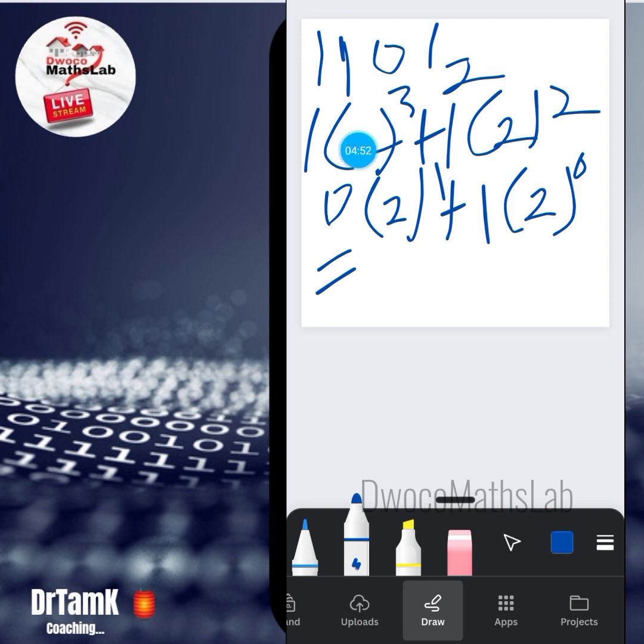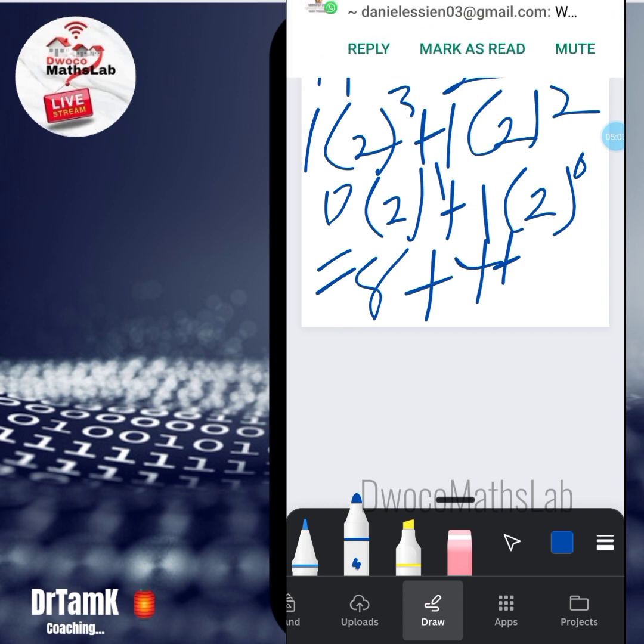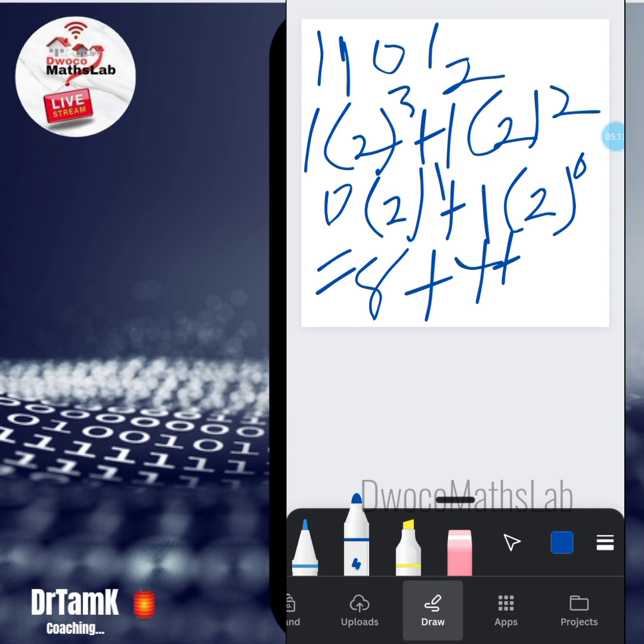And of course, let's actually start from here. 2 raised to the power 3 is 8, because 2 times 2 times 2 is going to give us what? 8. So let's write our 8 here. Plus, I'll go to the next one, which is 2 raised to the power 2, going to give you what? 4. Times 1 gives you 4. Plus, and then this other one, 2 raised to the power 1 is 2. Times 0 is nothing.